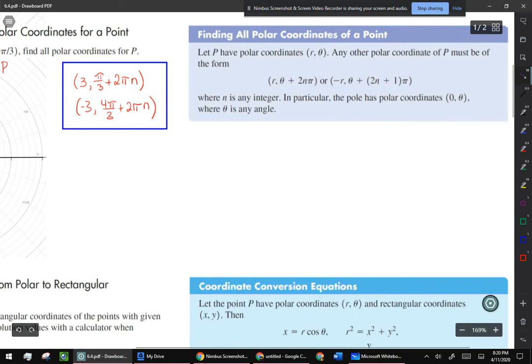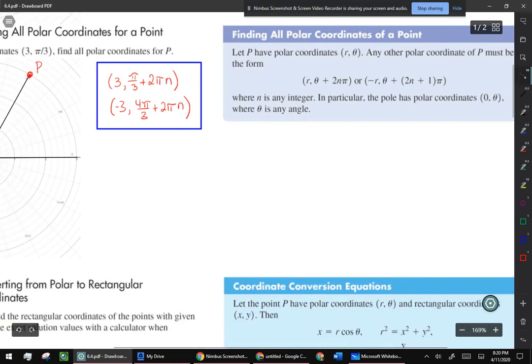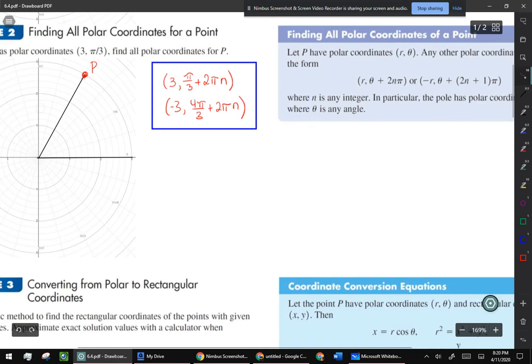Now, this first answer matches ours pretty closely, right? You have the radius that we have, and then all you have to do is take that angle and put 2 pi into it. So that's pretty straightforward. The second part is where it does not match up. And the way you want to interpret this part is that all you have to do is take your radius and make it negative the way we have. So that's easy. But the second part, this 2n plus 1 pi part, that's really the same thing as this.